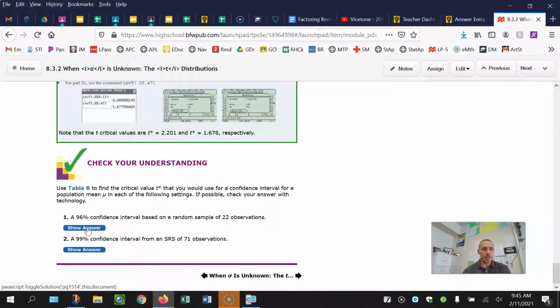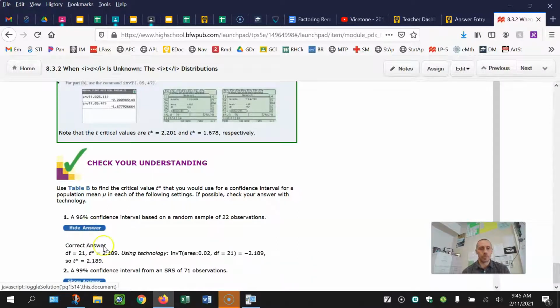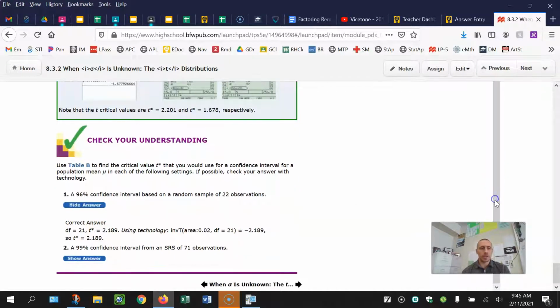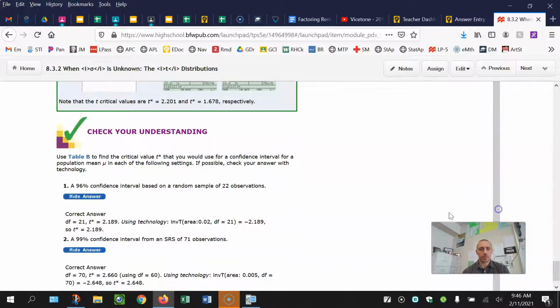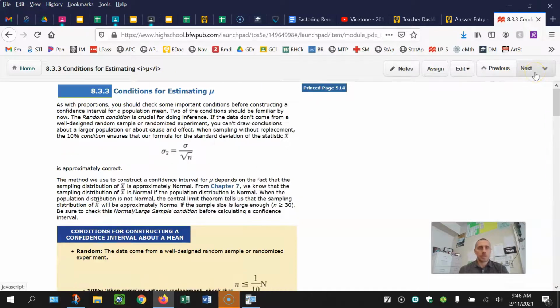A 96% confidence interval leaves 2% in each tail, 22 observations. So I would do inverse t with 0.02 and 21 degrees of freedom. Perfect, it puts it right on there. 99% confidence, so I would do inverse t of 0.005 with 70 degrees of freedom is here. So that's that skill.